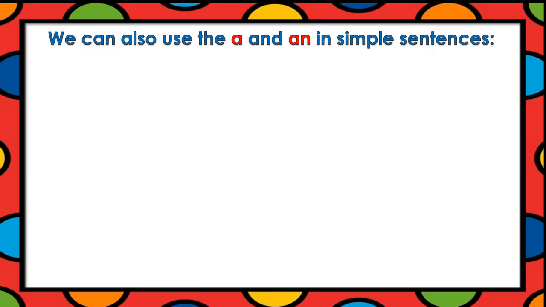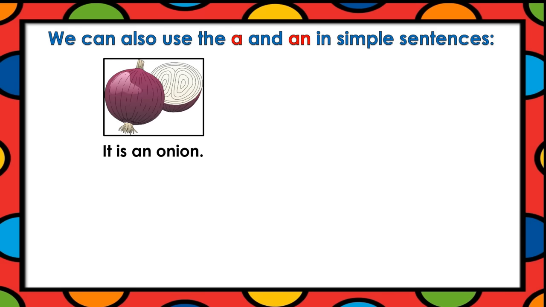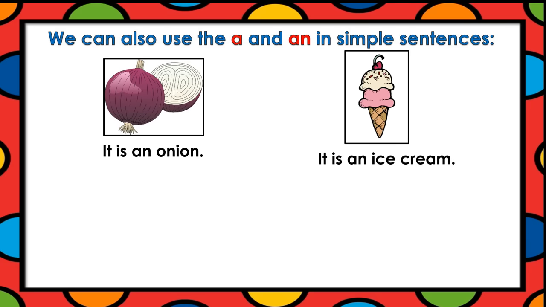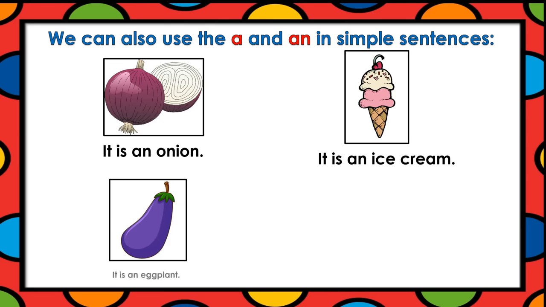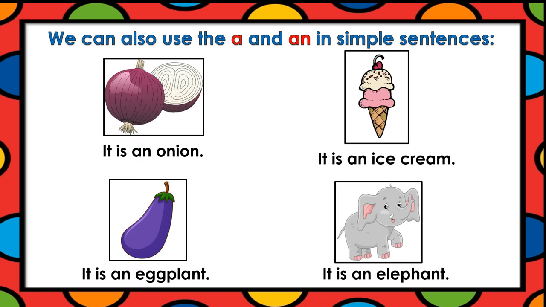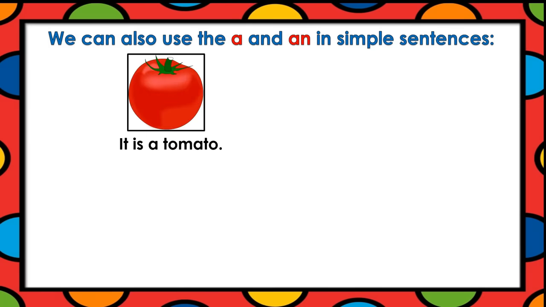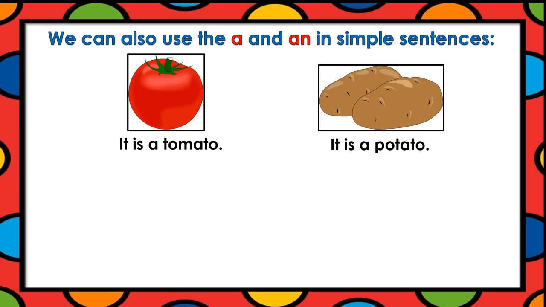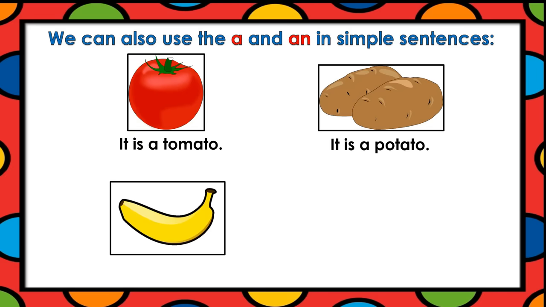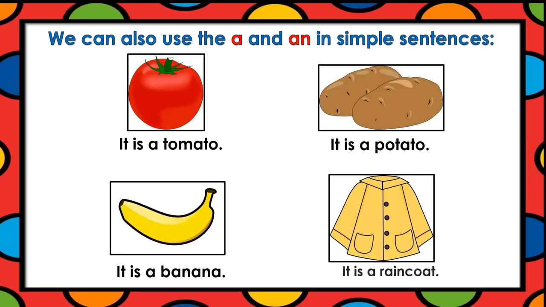We can also use a and an in simple sentences. It is an onion. It is an ice cream. It is an eggplant. It is an elephant. It is a tomato. It is a potato. It is a banana. It is a raincoat.